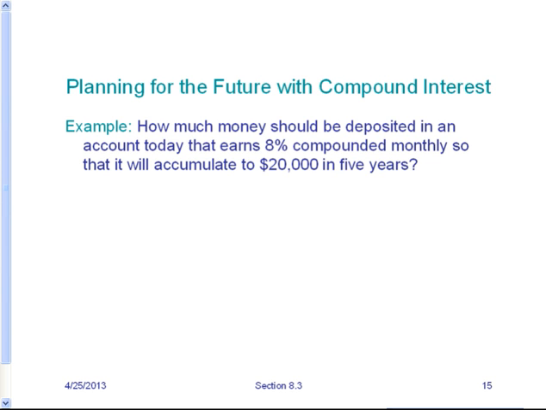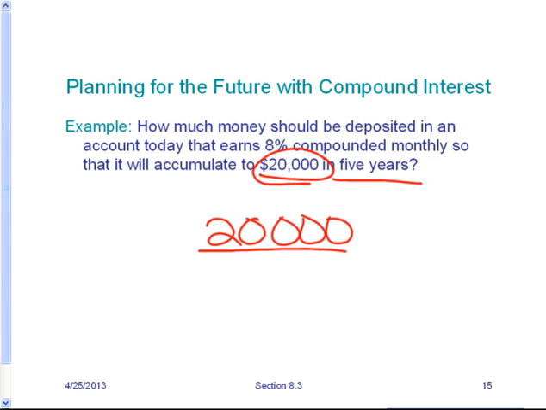How much money should be deposited if you earn 8% compounded monthly, so that the amount that I have in 5 years is $20,000? I still have 1 plus my interest rate over n. It's compounded monthly, so my n is 12, raised to the 12 times how many years? 5 years.